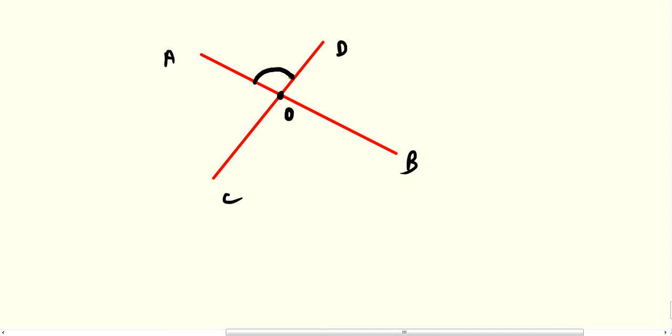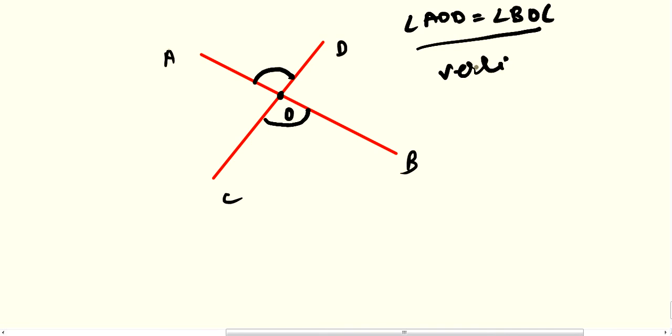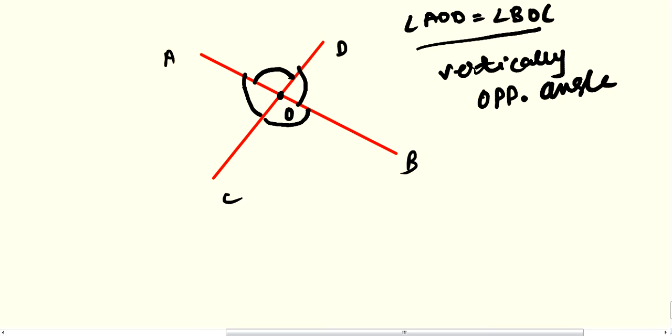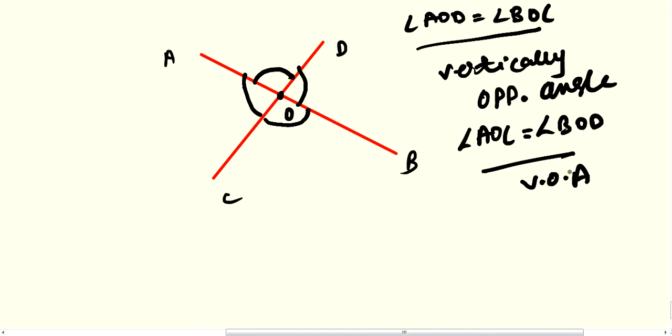So angle AOD and angle BOC will be equal, and the reason is vertically opposite angles. Similarly, angle AOC and angle BOD, AOC and BOD, again vertically opposite angles.